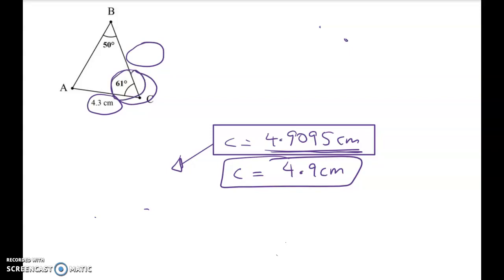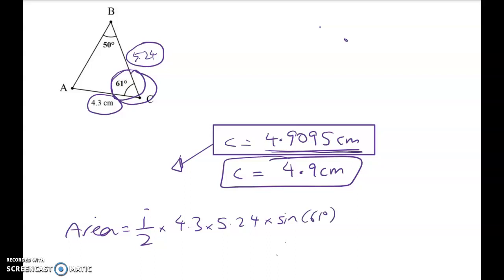So we can use any, we've got all of the sides and all of the angles here. I'm going to use what I've drawn there. So we've got 4.3 there, and this side length we've got 5.24. So the area is simply half times 4.3 times 5.24 times sine of 61 degrees, and that gives us 9.85 centimetres squared. So that's question 2 done.